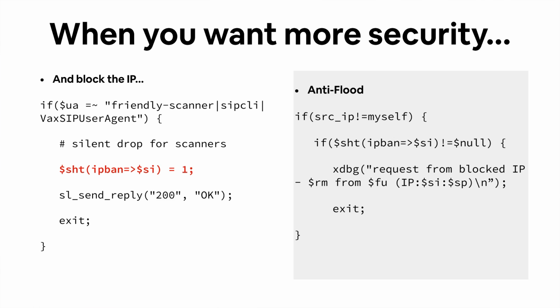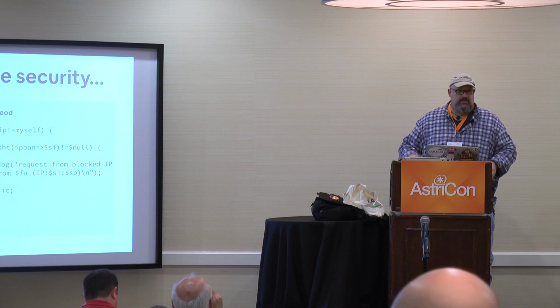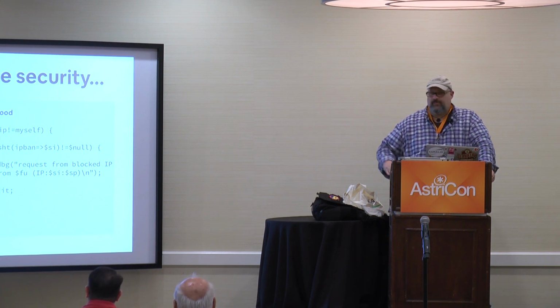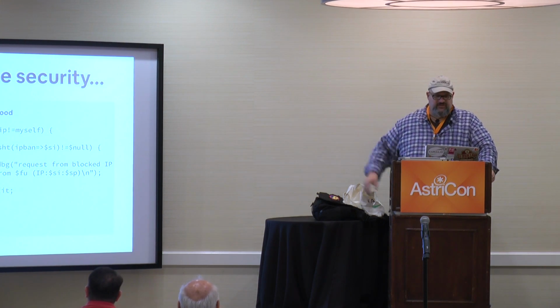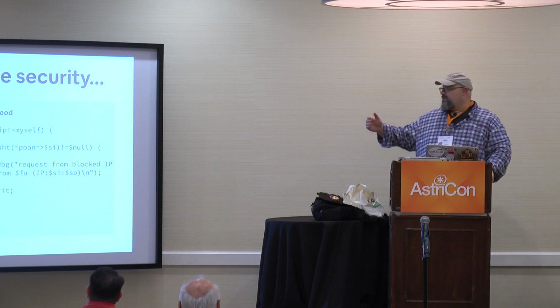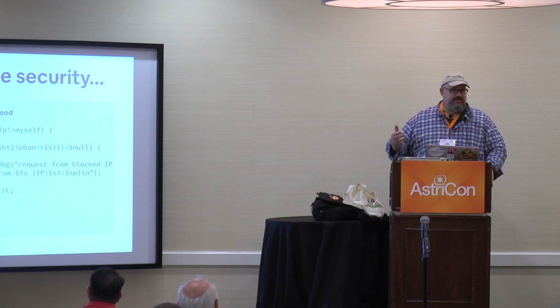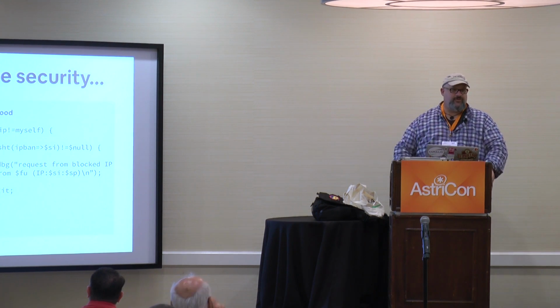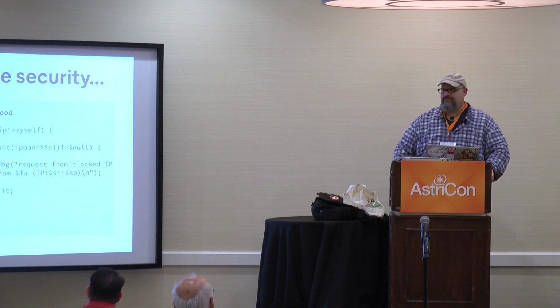And so the shared hash table tag there, I'm going to say, okay, I'll make a table called IP ban. And I'm going to take that IP address, which is what the SI variable means. I'm going to set it to 1. At that point, if I went to the anti-flood section on the right, it's going to go, okay, as long as the source IP isn't myself, because let's face it, I could have fun and then make this computer ban itself by, haha, because I'm evil.